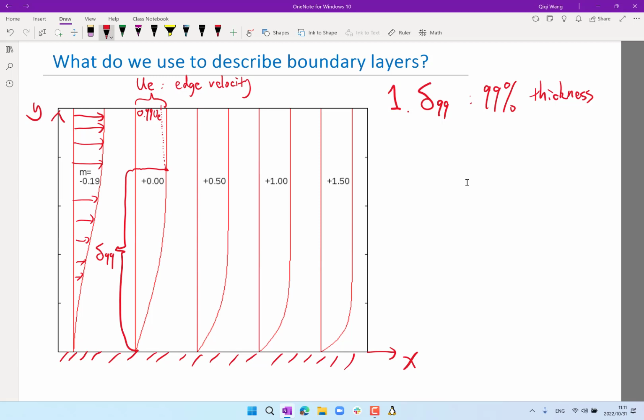Questions on that? Okay, yes? Is the edge velocity equal to the free stream? Yes, for a flat plate.